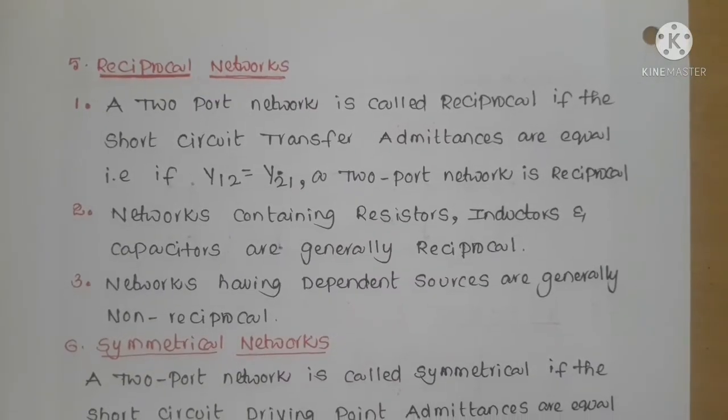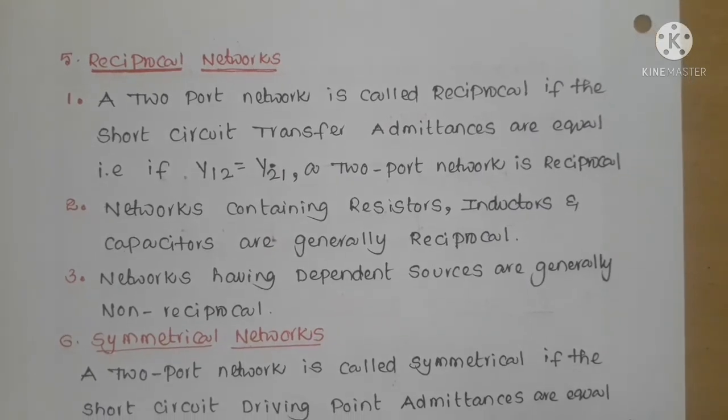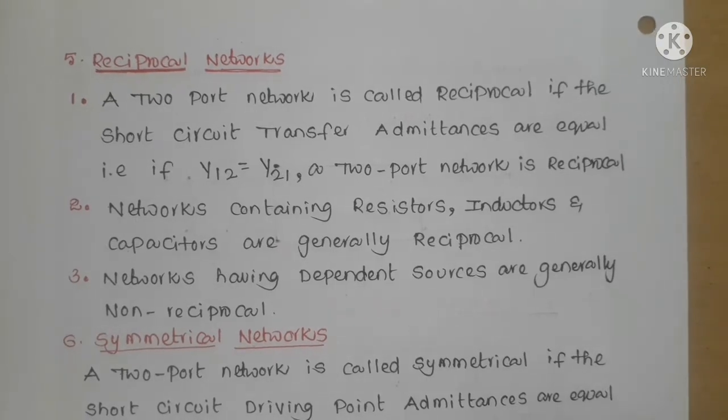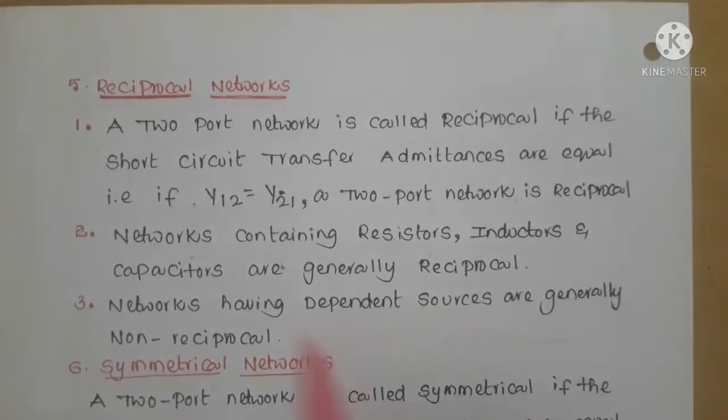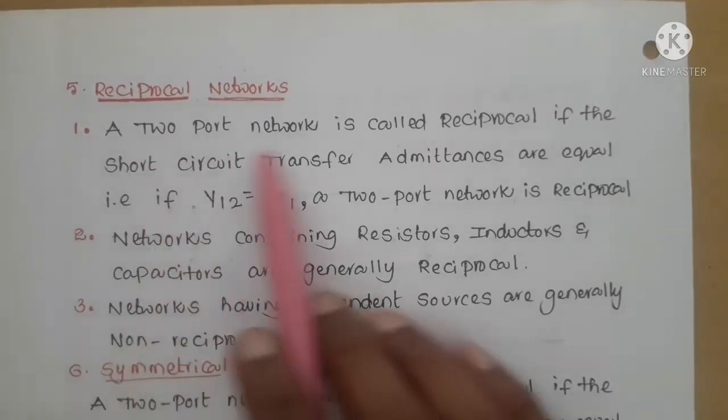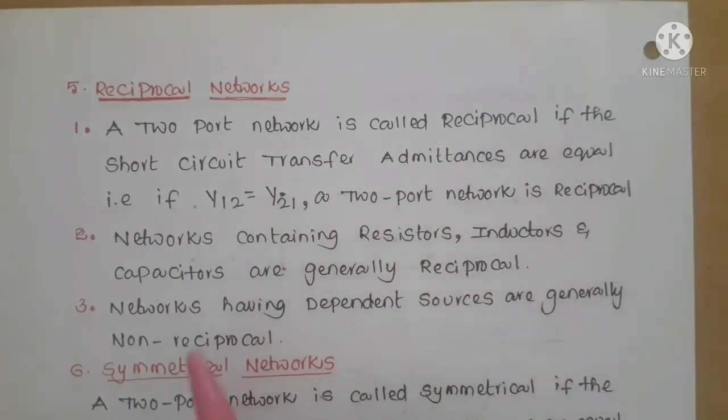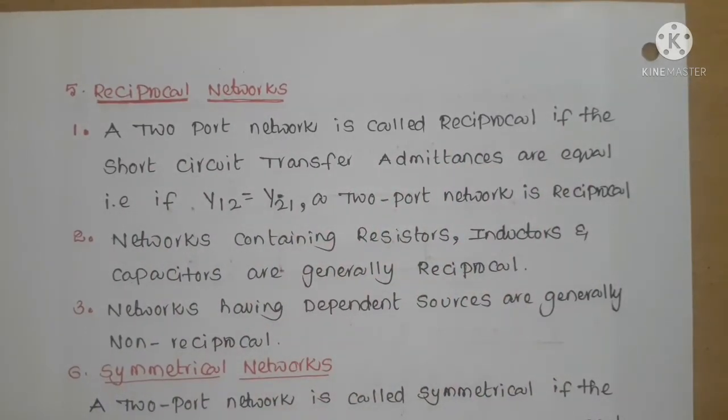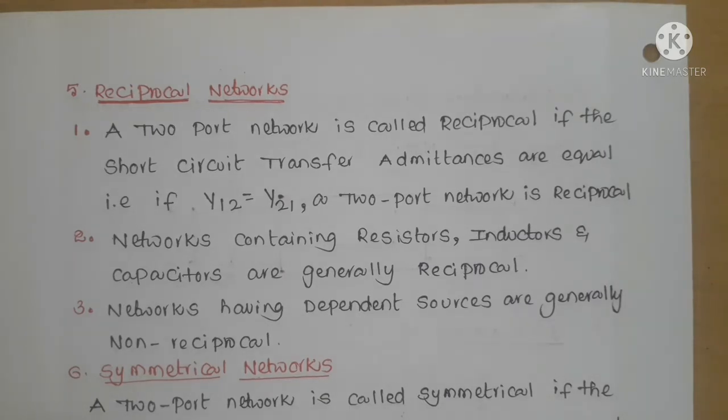Now based on the Y parameters, we can comment on whether the given two-port network is reciprocal or not, or symmetrical or not. So first let us look into the reciprocal network. A two-port network is called reciprocal if the short circuit transfer admittances are equal. That is, if Y12 equal to Y21, a two-port network is reciprocal. If Y12 equal to Y21, the given two-port network is reciprocal.